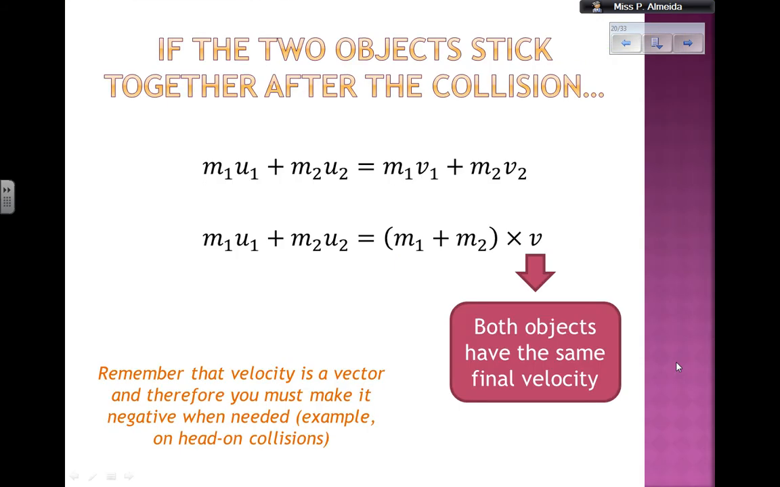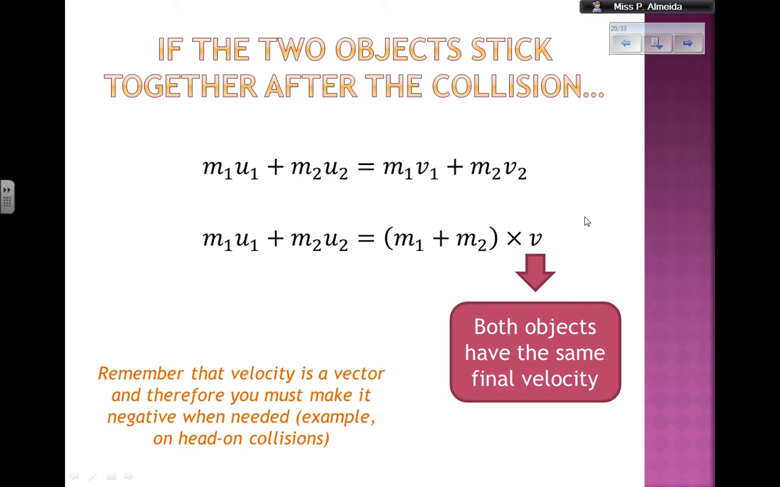Now, if two objects stick together after the collision, then that means that their final velocity will be the same. So there is something that you can do in a formula that makes it easier. The momentum before, m1 u1 plus m2 u2, is going to be equal to the momentum after, but v1 and v2 will be the same. So I can just put it as v, okay? So if I have m1 times v plus m2 times v, I can actually get m1 plus m2 inside of the brackets, all multiplying v, okay? And this is again because both objects have the same final velocity. And this is just the way that my exercise gets simplified, okay?